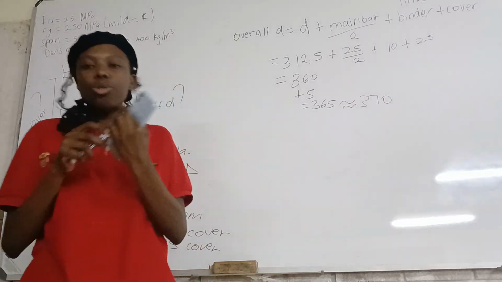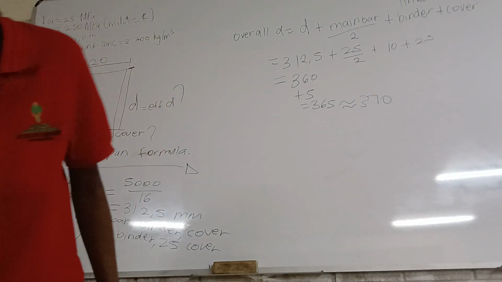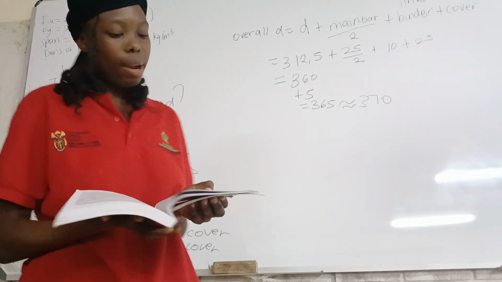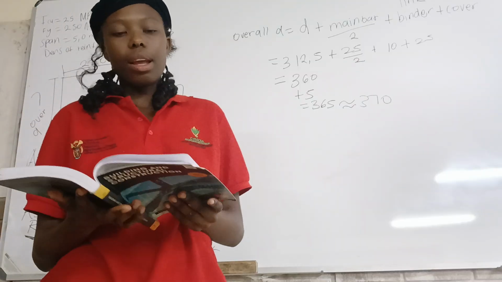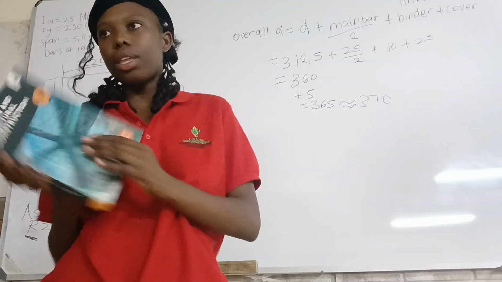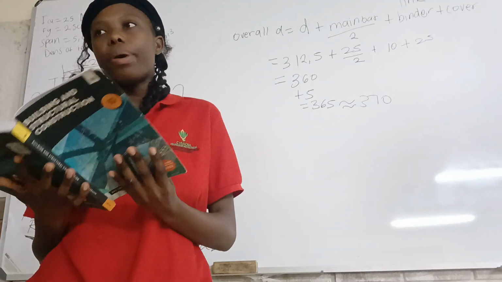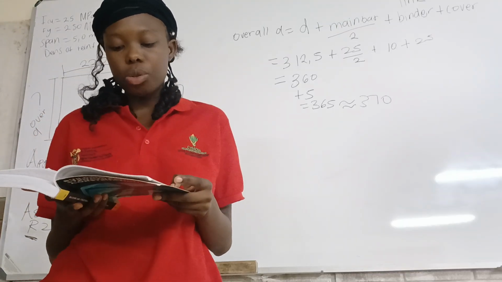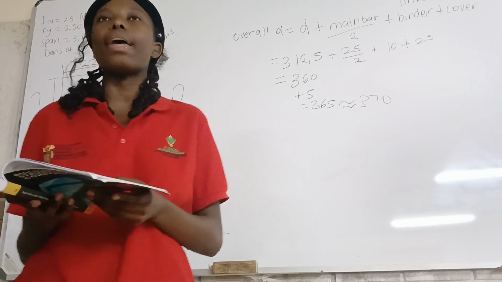370. So, to those that are wondering, I'm referring to page 28. Let's go to page 28, at the bottom. This is where the code states the following: the minimum distance between the two end bars should be maintained at a height of aggregate plus 5 millimeter. Hence we add 5 again.